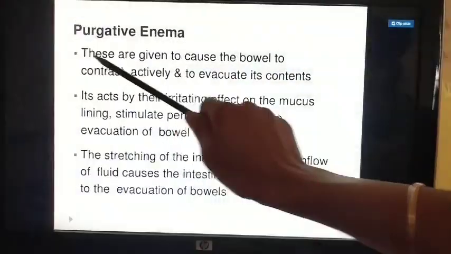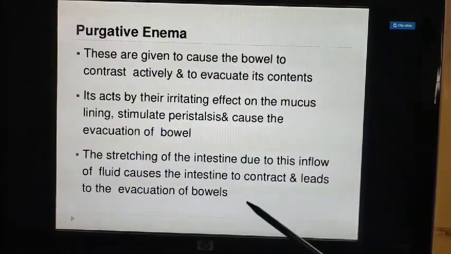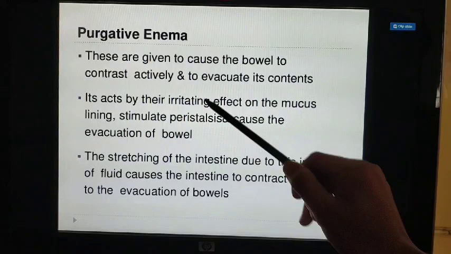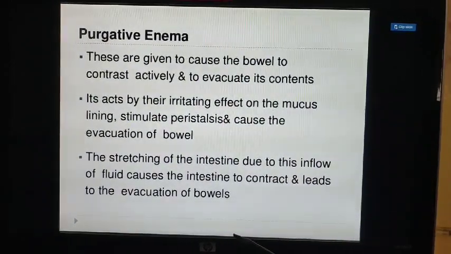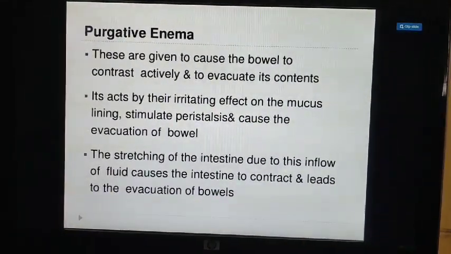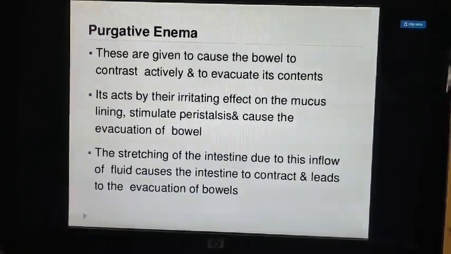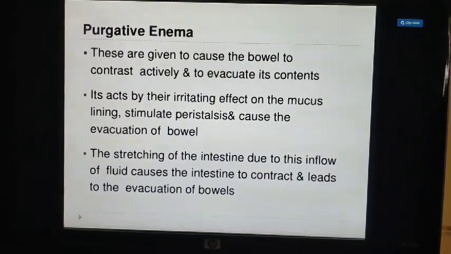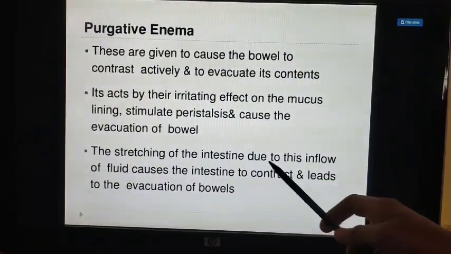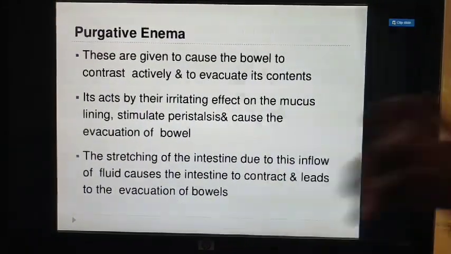So what is the main function of this purgative enema? To contract the bowel, then the movement will happen. Clear? It acts by an irritating effect. Purgative means irritating. It irritates the mucous membrane of the bowel, which stimulates peristalsis and causes evacuation. Automatically we can evacuate the fecal matter. Then the stretching of the intestine due to the flow of fluid causes the intestine to contract and leads to evacuation of the bowel.